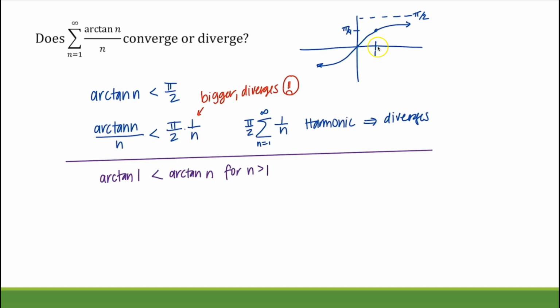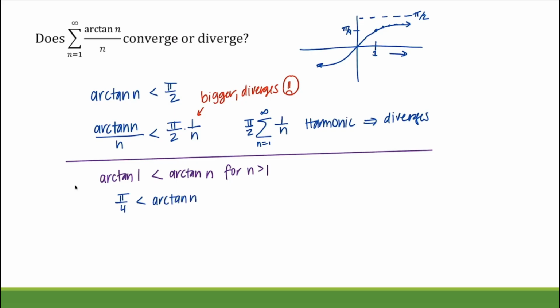So basically, when I have values greater than 1 over here, all of those outputs are definitely bigger than arctangent of 1, which is pi over 4. So hopefully this inequality does make sense to you. Arctangent 1, pi over 4, is less than all of these outputs over here. All of these individual points are bigger as long as we're bigger than 1 on this side. So this inequality is true. And again, what is arctangent 1? It's pi over 4. So pi over 4 is less than arctangent n.